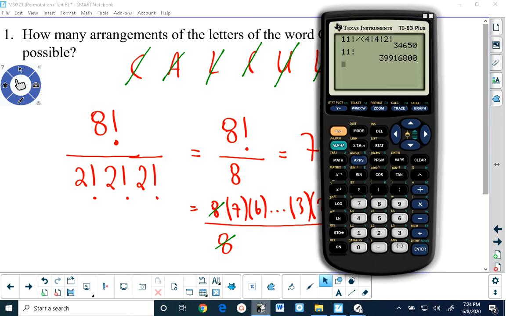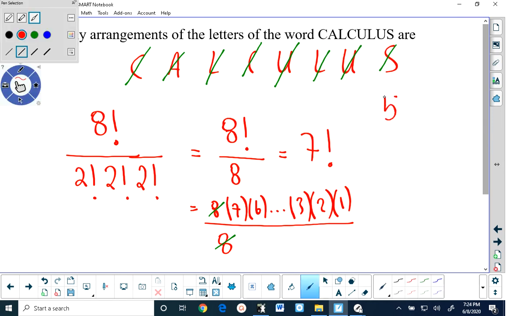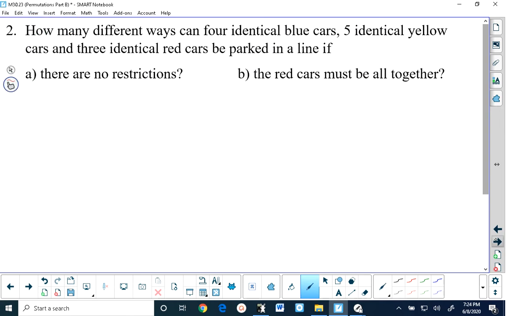The correct answer is, after all these years, I still don't know what 7 factorial is. 5,040. So this is our answer. The next question.